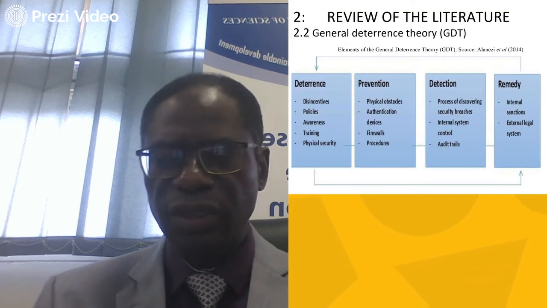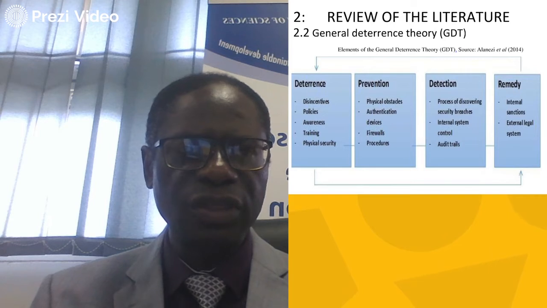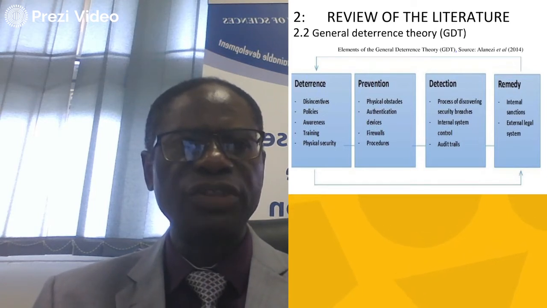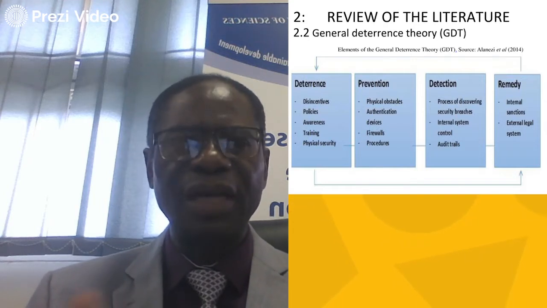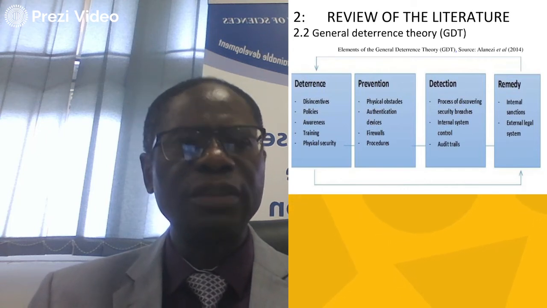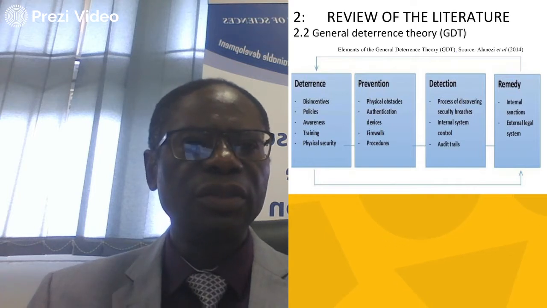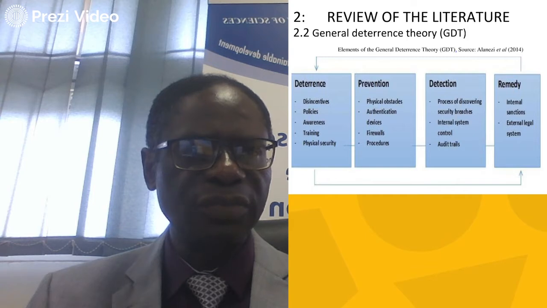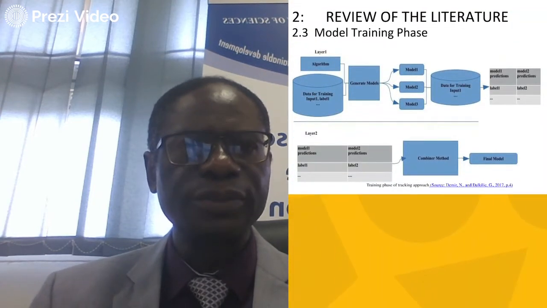There's also need to handle some prevention mechanisms, which may start with physical obstacles, but we also bring in authentication and firewall protections and many other things. But as you are aware, firewall protection has become inadequate these days because of complexity associated with intrusion. But the prevention is important. And there's also need for us to focus on detection, which is a process of discovering security breaches, the internal system controls, and many things, and then until we come to the remedies that are necessary in the process.